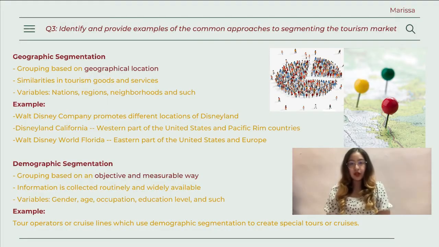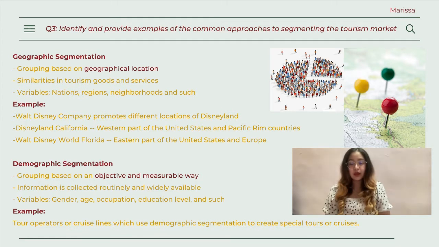Next, we move on to question 3, which is to identify and provide examples of the common approaches to segmenting the tourism market. In general, there are 4 common approaches when it comes to segmenting the tourism market, which are geographic segmentation, demographic segmentation, psychographic segmentation, and the last one, which is product-related segmentation. Let's first start off with geographic segmentation.